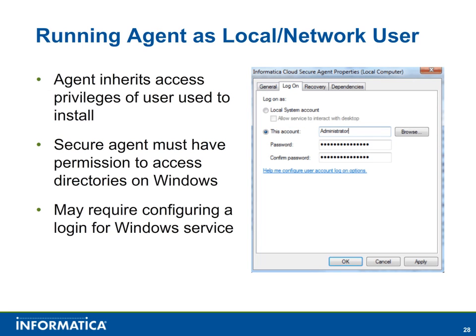When you install the Secure Agent on Windows, the agent automatically inherits the privileges of the Windows user account used for the installation. Note that the Secure Agent must have access to all directories that contain source or target flat files. This also includes any files used for lookups. You may need to configure a login and change the logon account for the Windows service for the Informatica Cloud Secure Agent. Note that the Informatica Cloud community site has additional information on this topic.